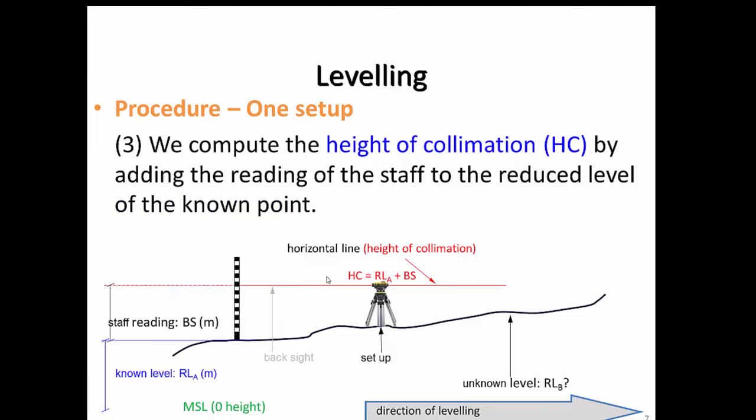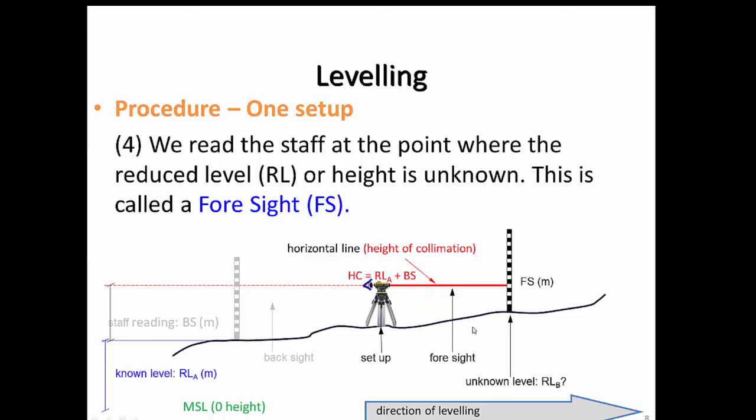That allows us to calculate the height of collimation by adding the reading of the staff, where the back sight is read, to the reduced level of the known point. So the ground level here, which is normally given as the height above mean sea level, MSL. Reduced level is the height above sea level, the back sight is the height above the reduced level. So our height of collimation is given by HC equals reduced level plus back sight.